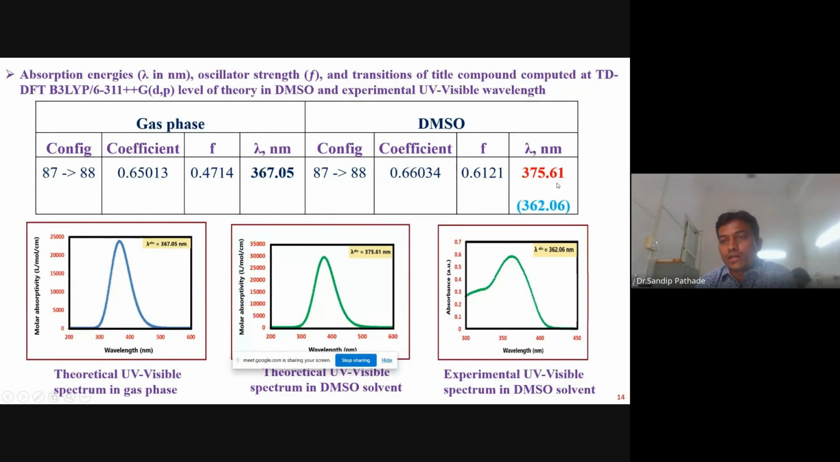We also took the experimental UV spectrum for our synthesized molecule. This is the experimental UV spectrum of our molecule having a lambda max value of 362.06 nanometers, which matches well with the computed value of 370.561 nanometers.